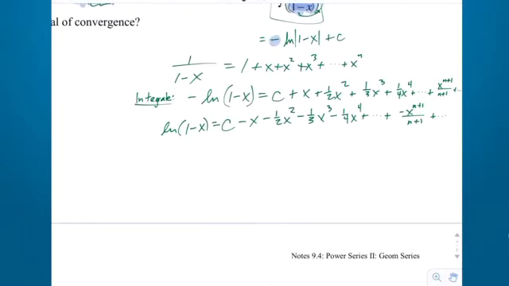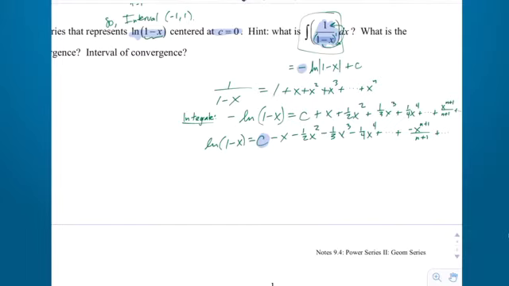Now this is not quite right. I need to figure out what c is. So how can I figure out what value of c is? Well, here's what we have to do. If it's not given to us, we need to figure it out. Remember that the series, regardless of the radius of convergence, the series and the function it represents always have the exact same value where? At the center.